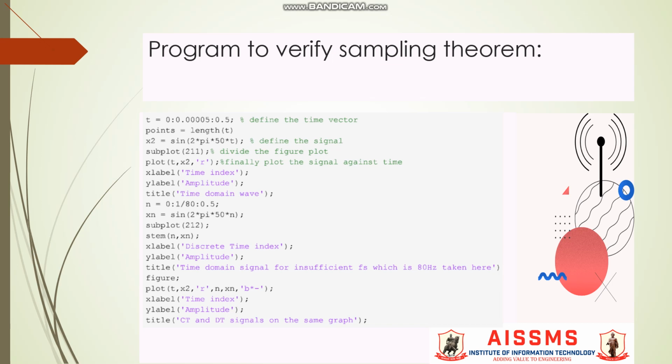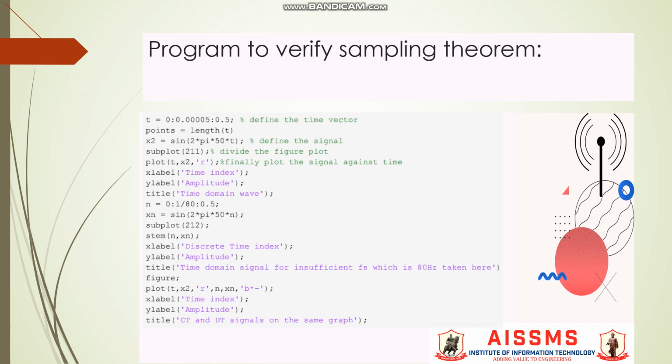Next, we intend to plot both these signals on a separate figure window for which we use the command figure. The next command after figure is plot, wherein we are going to plot each of these signals in the predefined colors and with proper x label as time index and y label as amplitude, and the title to this figure as CT and DT signals on the same graph.